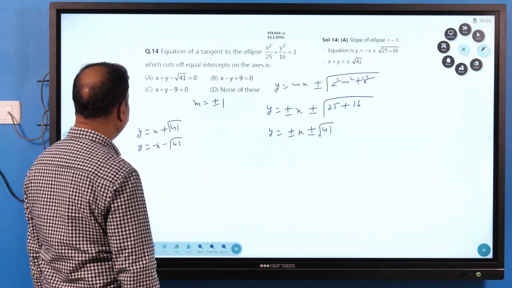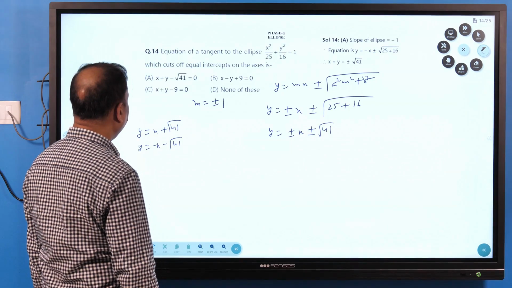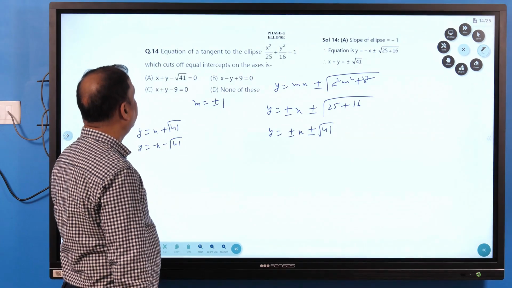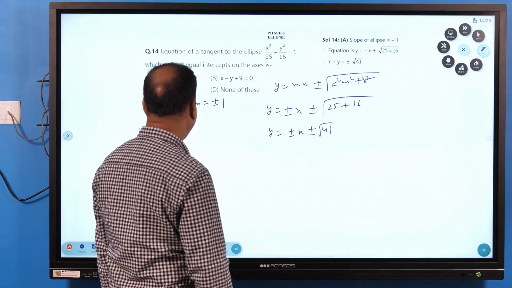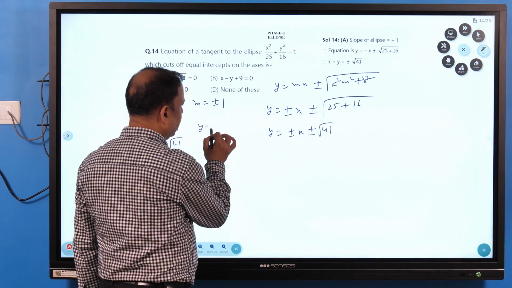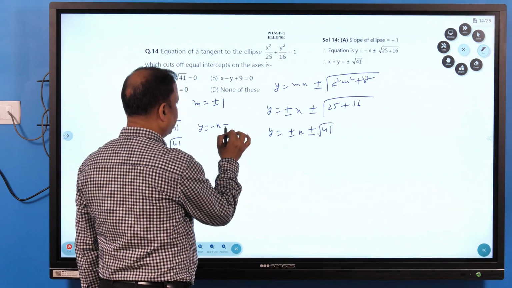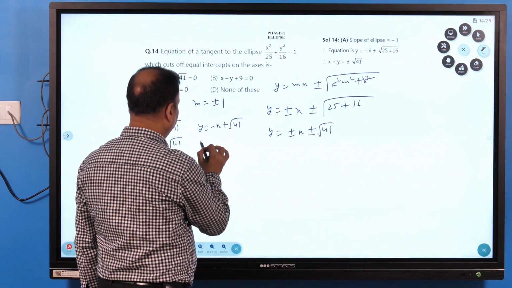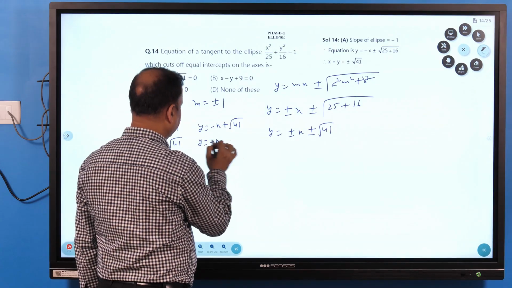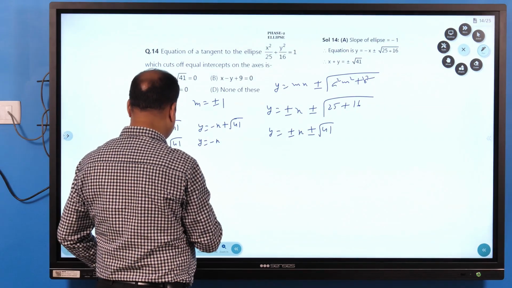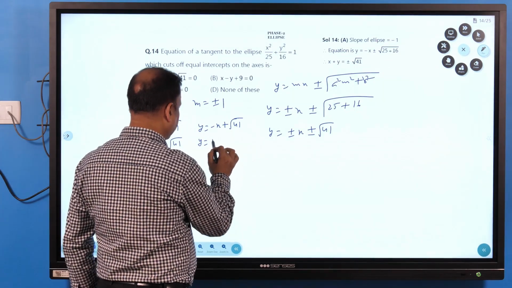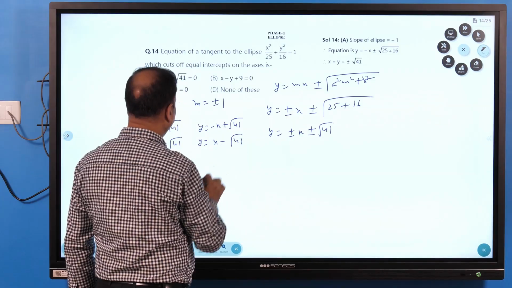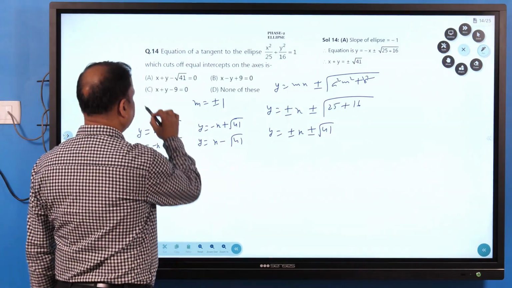So in this case, the equation of tangent which cuts off equal intercepts, four are possible. One will be y is equal to minus x plus under root 41, and one will be y is equal to minus x minus under root 41. So x plus y, this is correct.